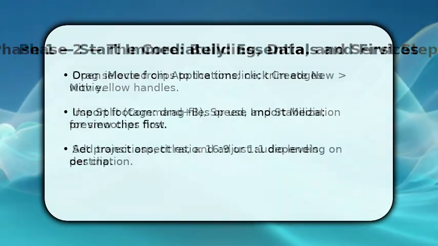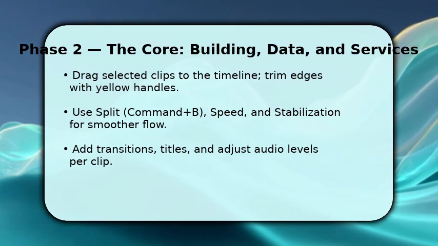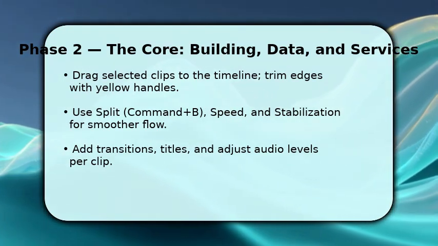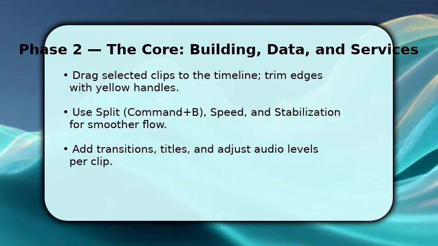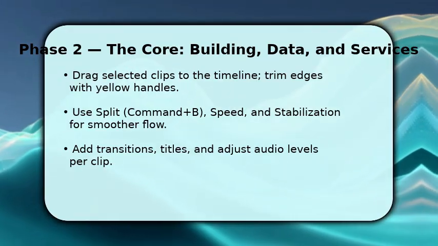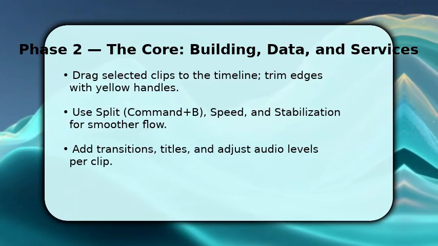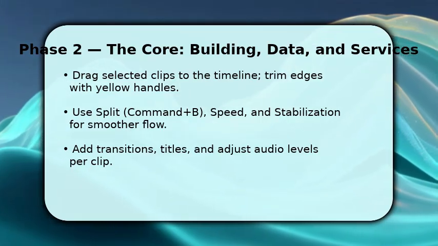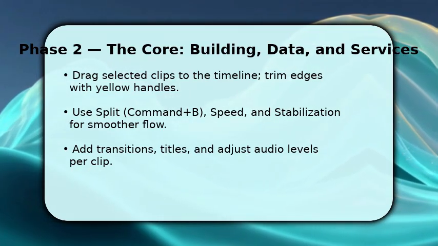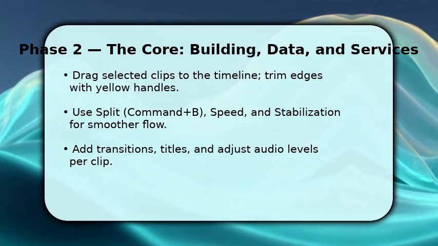You now assemble and fine-tune. Drag chosen clips to the timeline and trim edges with the yellow handles to tighten pacing. Use Split Command+B to cut precisely where you need, then apply speed adjustments or stabilization to fix shaky footage. These tools change viewer perception, so use them sparingly.